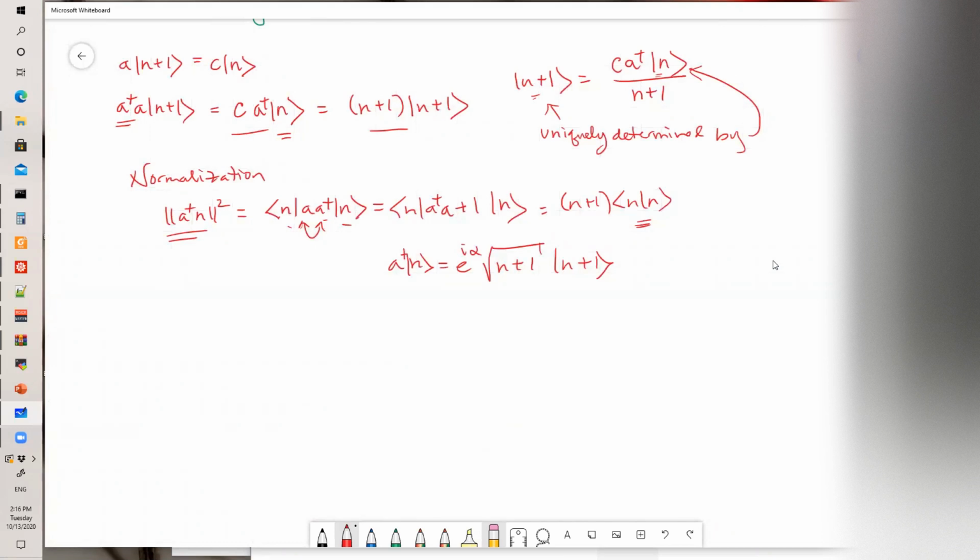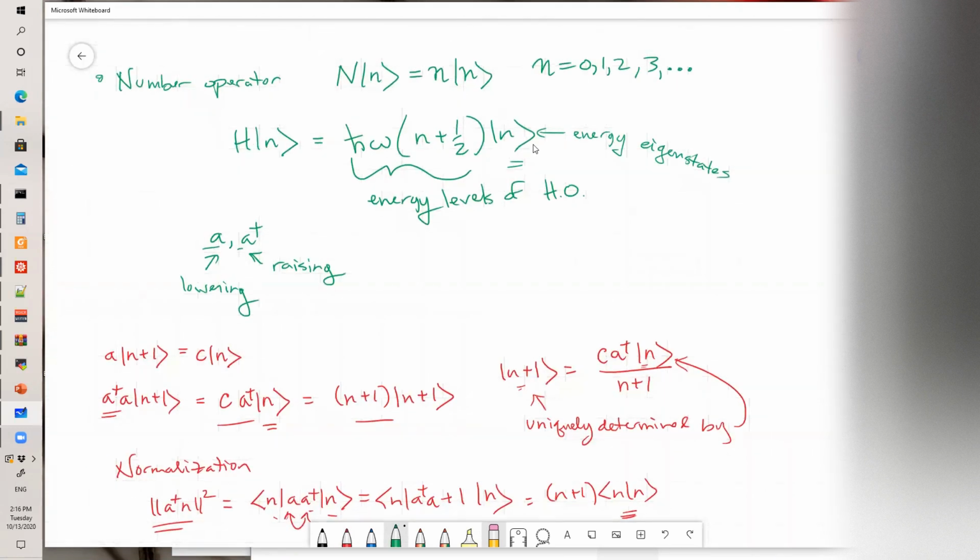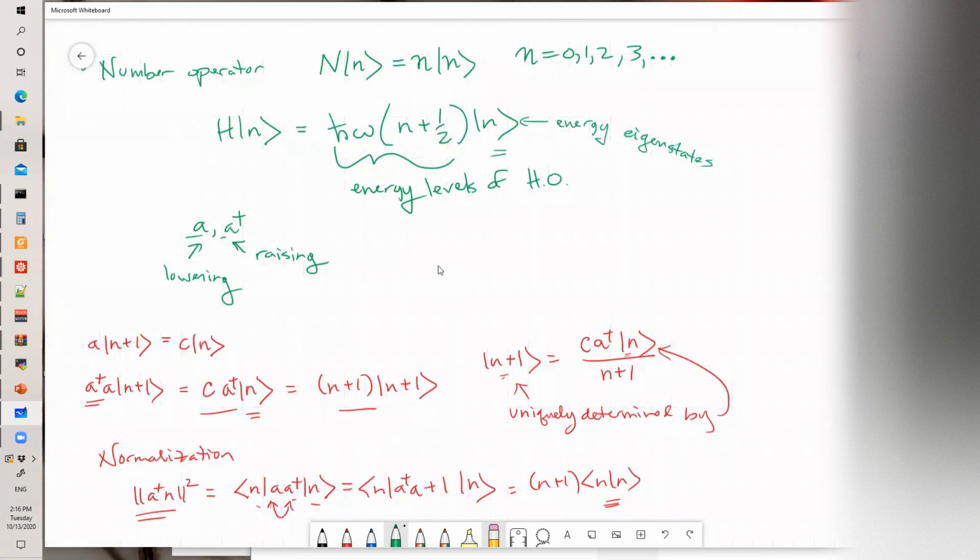And in general, you could just write out, and I'll put in green, all these properties that we have. So again, these are the energy eigenstates. We can get between them by applying the raising operator. These are the energy levels. And the other bit is how these raising and lowering operators act on the eigenstates.